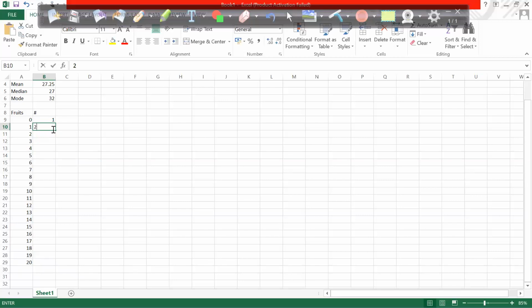Two students consuming 1 fruit. Two students consuming 2 fruits. 4 students consuming 3 fruits. 3 students consuming 4 fruits. One student consuming 5 fruits, one student consuming 6 fruits, and then there are 0 students with no fruit consumption here, and at 19, one of the students is consuming 19 fruits.